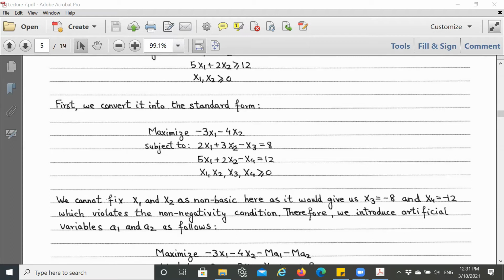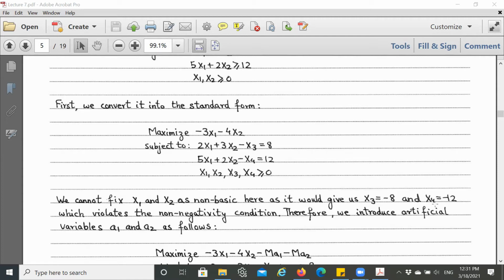If I just do x1, x2 is equal to 0, it would give me x3 is equal to -8 and x4 is equal to -12. But we have this constraint that they should be non-negative. So x3 and x4 cannot be negative, right? And that's why we do not just straightforwardly set x1 and x2 as 0, and that's the reason why we introduce what is known as the artificial variables.